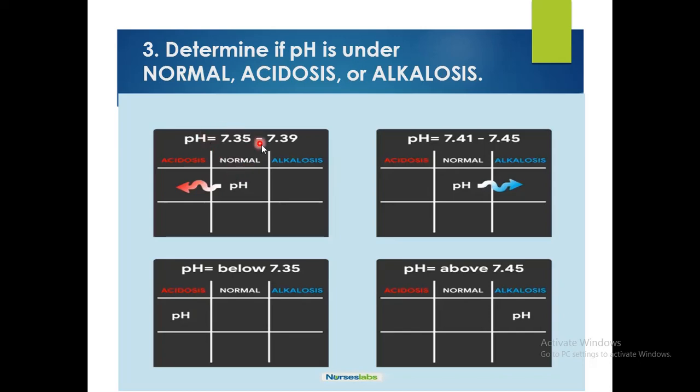And then I discussed with you that first step is find out the pH, whether it is alkalosis or acidosis. So you write down the pH. If the pH is normal, write it in the center. However, if the pH is higher, you write it in the alkalosis section like this. And if the pH is lower, you write it in the acidosis section like this.